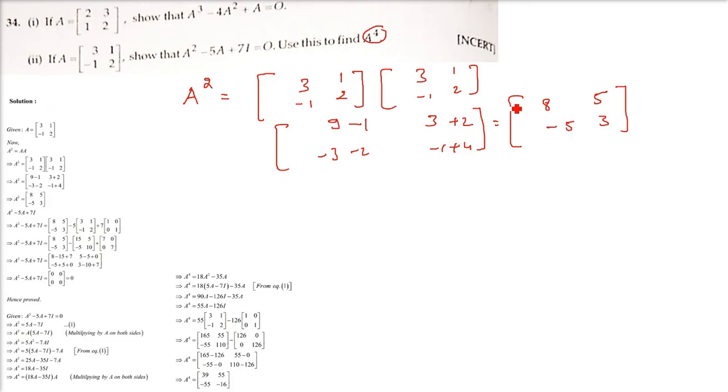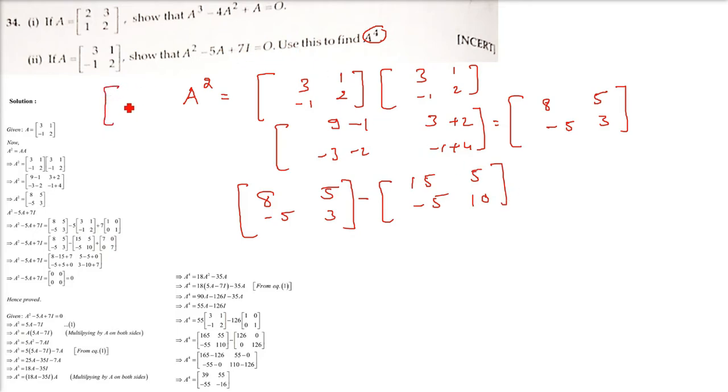Okay. Now we have to put this in the equation. It will come as 0. So let us put these in the equation. This matrix minus 5 into A. So I am directly multiplying this matrix with 5 and putting it here. So 5 times 3 is 15, 5, negative 5, and 5 times 2 is 10. What about 7I? Identity matrix is what? 1, 0, 0, 1. The diagonal is 1 and multiplied by 7. So only the values which are 1 will become 7.